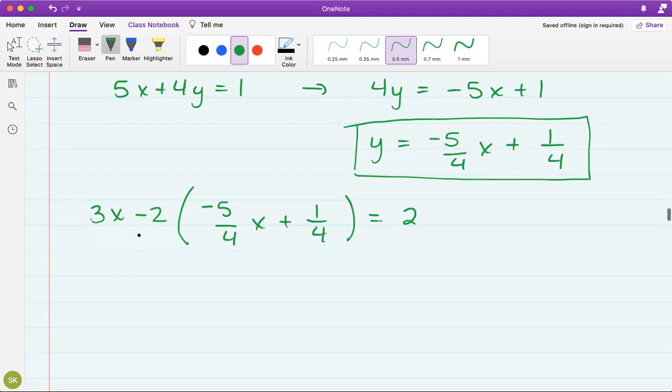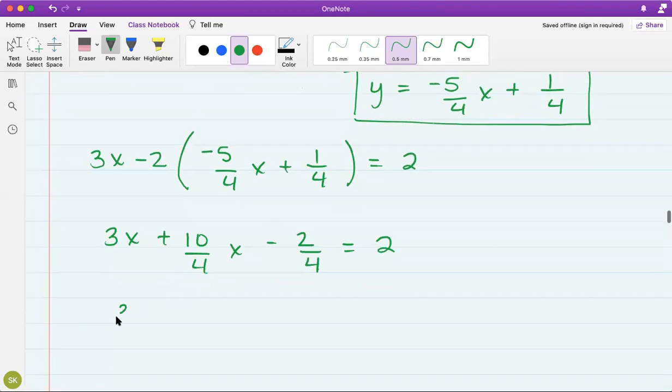Okay, now let's distribute this negative 2 to everything. We get 3x. Notice that this negative 2, there's a few ways to do this. I'm going to go ahead and distribute it in. So we get plus 10 over 4 x, plus 2 over, actually this is minus because we have this negative, so it becomes a minus 2 over 4 is equal to 2. And then we're going to simplify that a little bit. So let's divide the 10 and the 4 by 2 and then divide these by 2. Okay, so we have 3x plus 5 over 2 x minus 1/2 is equal to 2.